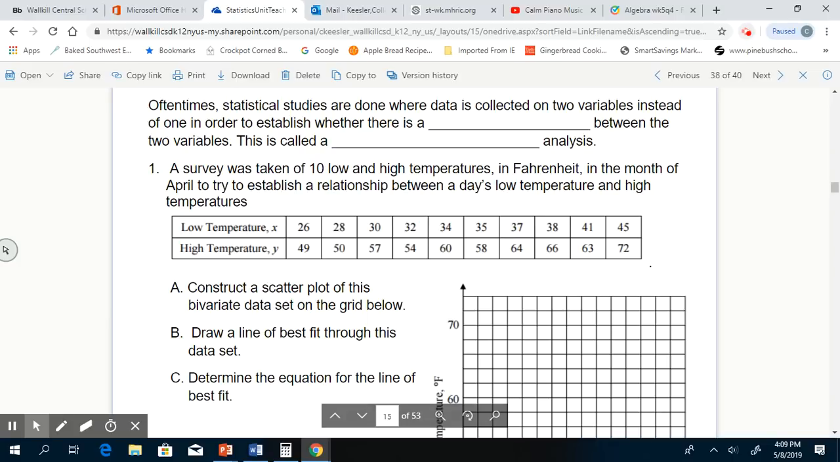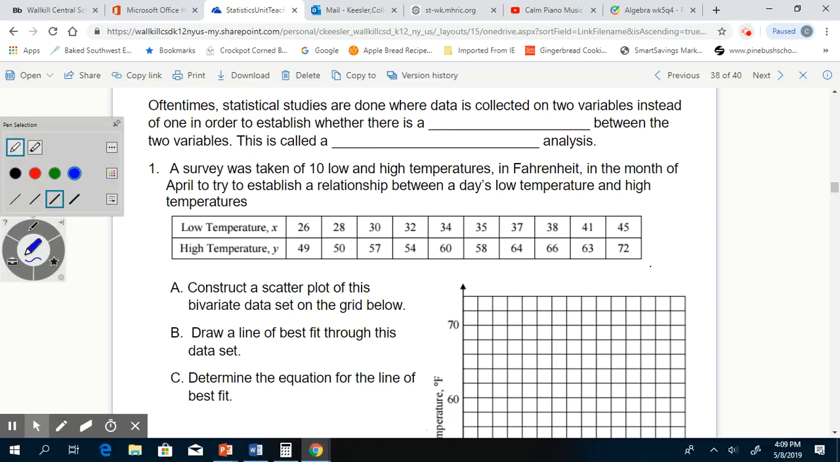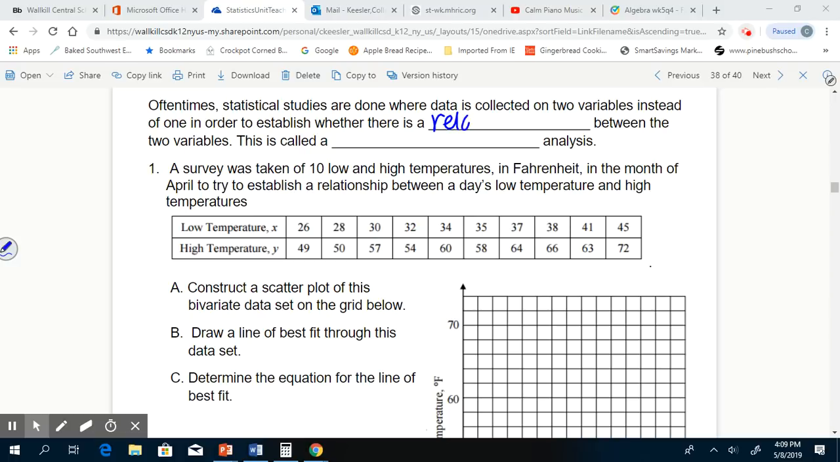So today and the rest of the week, we're going to be looking at scatterplots and how we can use scatterplots to create what's called a line of best fit and come up with an equation for that line of best fit that can be used to create predictions about future values that aren't on the scatterplot. So oftentimes, statistical studies are done where data is collected on two variables instead of on one in order to establish whether there is a relationship between the two variables. This is called a linear regression analysis.